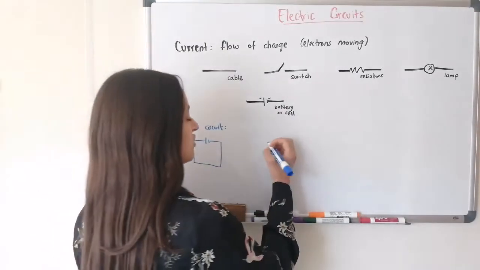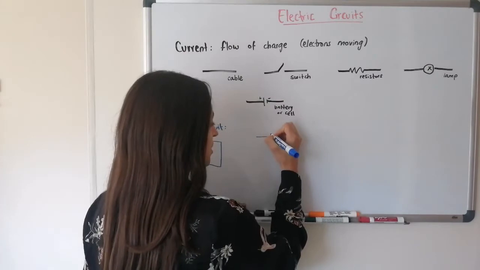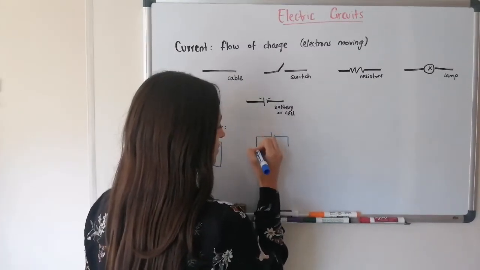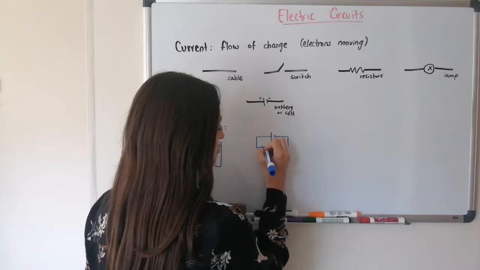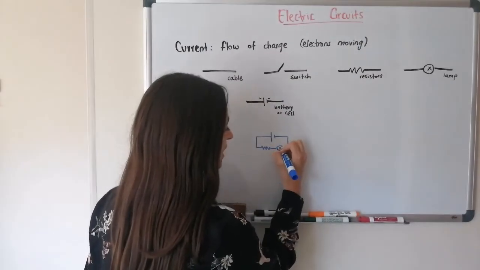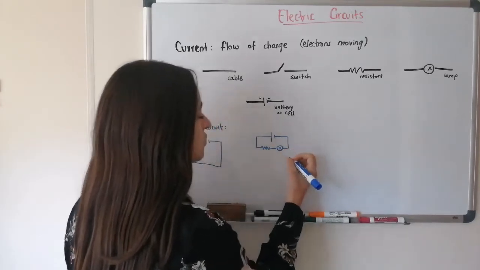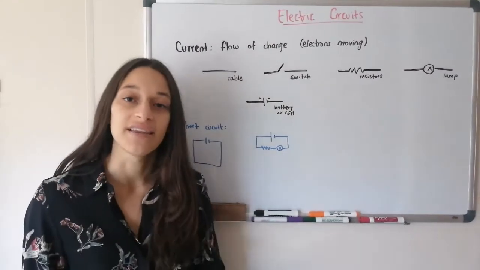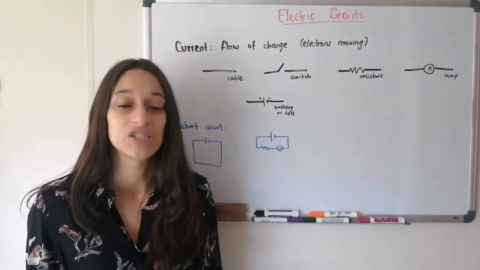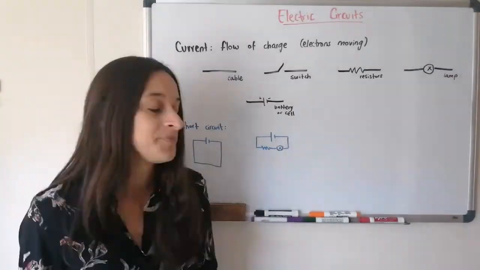So let's make a circuit that is not a short circuit. Maybe we have a battery, and the battery gives energy, loses some charge to a resistor, and then passes through a lamp and lights up the lamp. When this circuit is connected, the light is going to light up because there's energy being given to it. And this is not a short circuit.